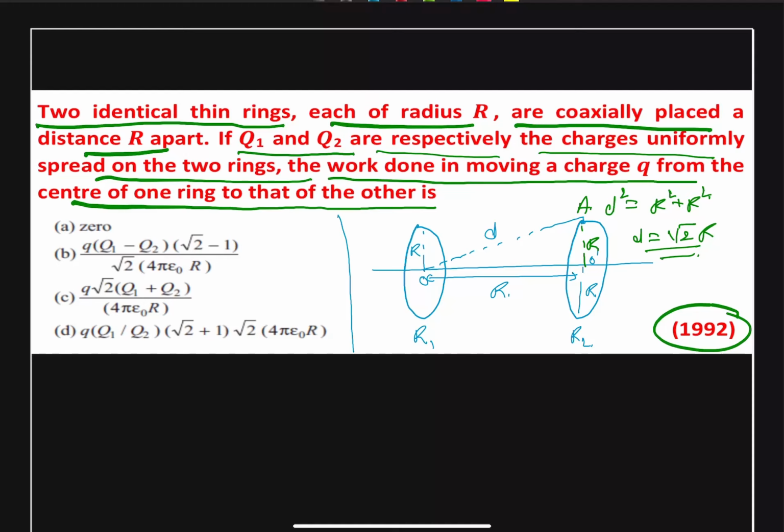And we are given the charge on the first ring as Q1 and the second one as Q2, and it is uniformly distributed. Okay. So in this case, we are going to find out the potential at the center of ring 1 because of charge Q1. Then we are going to find out the potential of ring 1 at its center because of the charge Q2. And similarly for the other side also. So you can say potential at the center of ring R1.